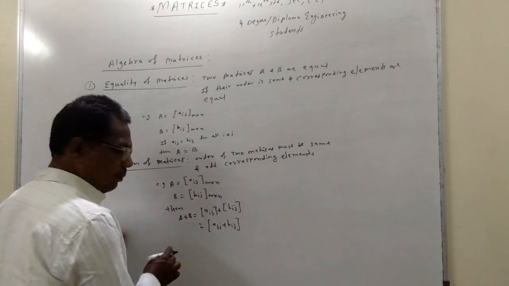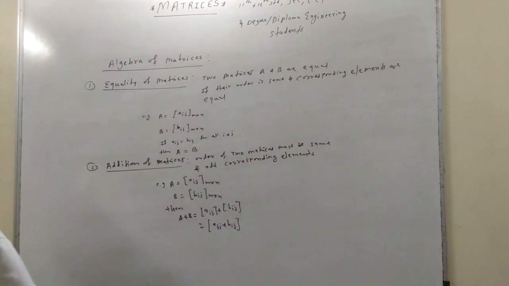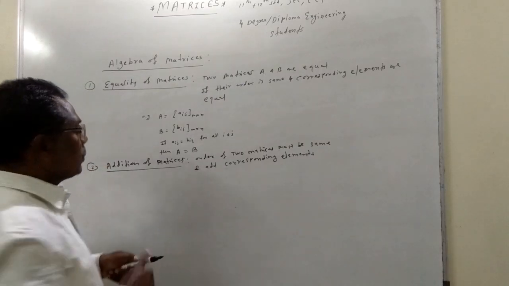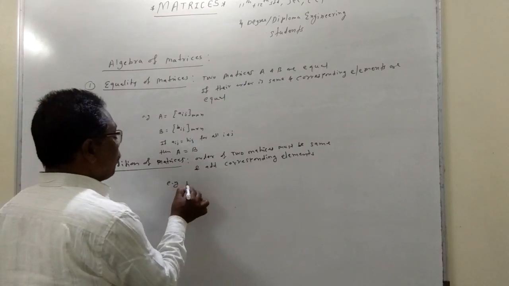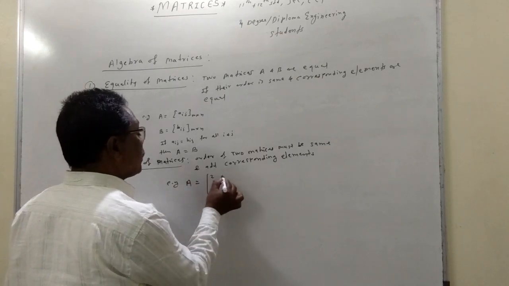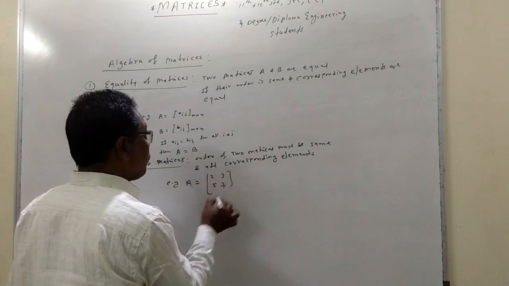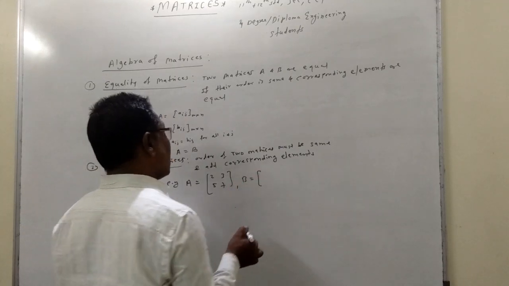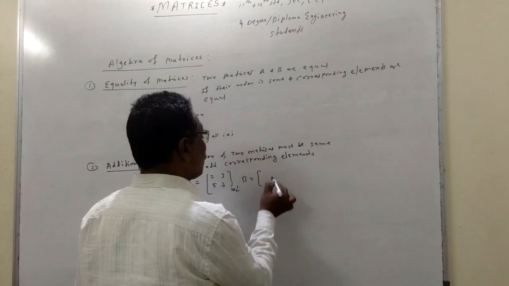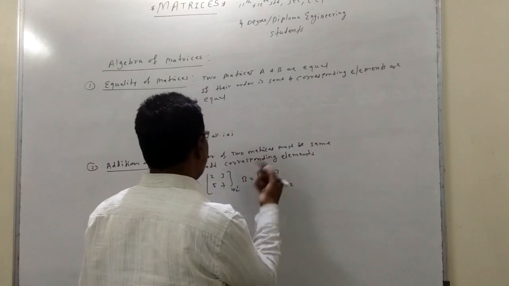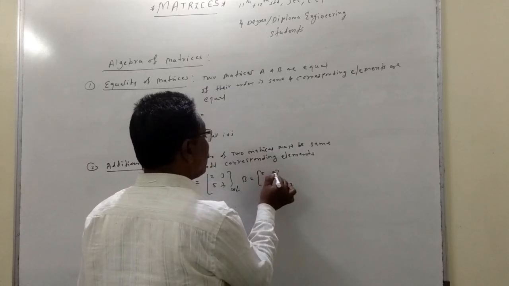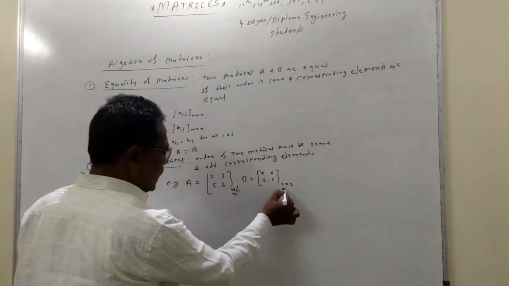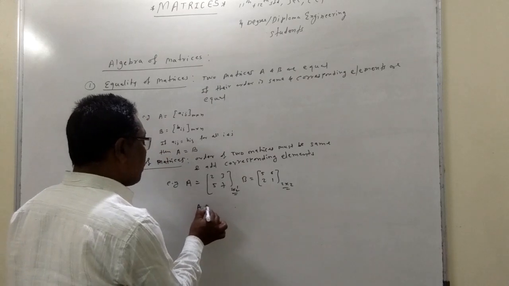For example, suppose A is equal to the matrix 2, 3, 5, 7. B is equal to a matrix of the same order, 2 by 2. Any elements we consider: 5, 6, 2, 1. Here the order is the same, so we can do the addition.